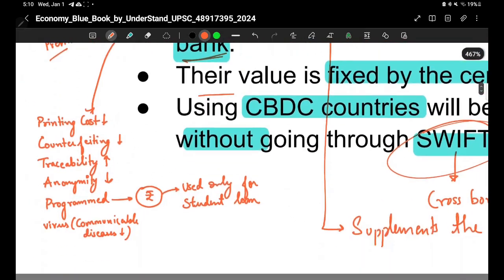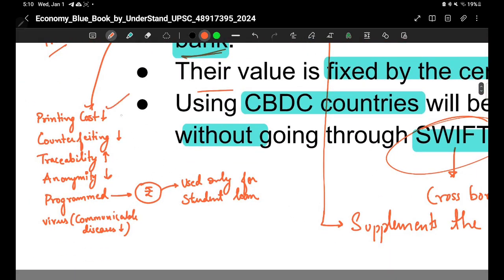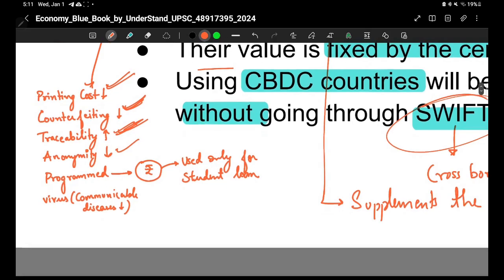Now, what are the benefits of CBDC? This will reduce the printing costs. Right? Till now we have been printing so much money, which was very expensive. So it will reduce that. It will also reduce counterfeit currency because this is issued by the central bank, right? So there is no chance of modifications to it. Then it will also increase traceability, where this digital rupee is going from which hand to which hand. All of that can be monitored. It will reduce anonymity, right?